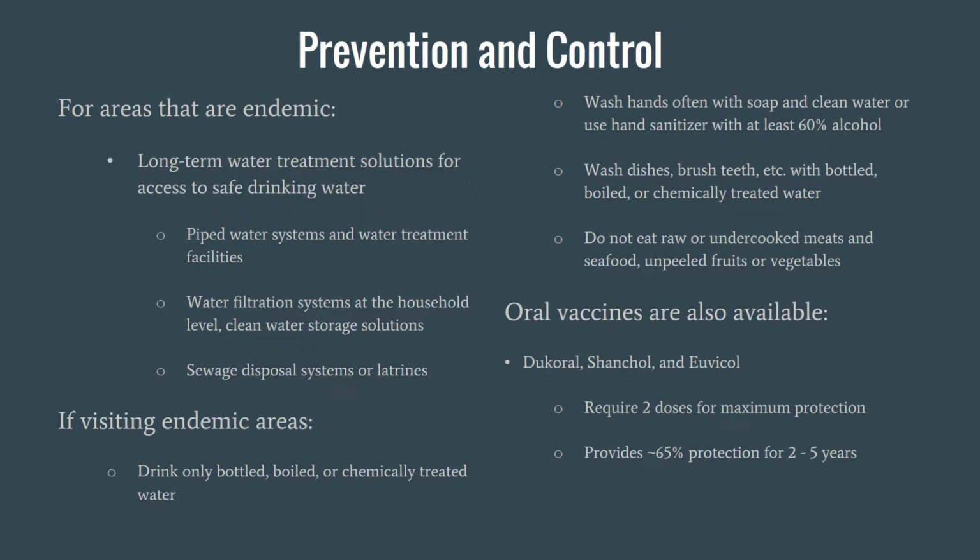Prevention and control. Access to safe drinking water and proper sanitation are at the heart of preventing the spread of cholera. Economic development is necessary for this to occur. Water treatment facilities, along with the construction of piped water systems, would go a long way in decreasing the spread of the disease. It is also necessary for areas to have systems in place to safely dispose of sewage. This can include the construction of latrines.